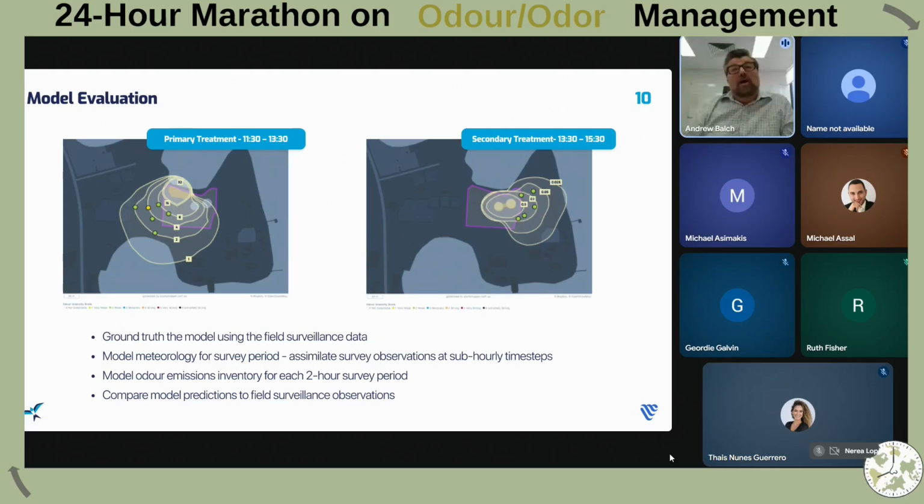We then modelled our odour emissions inventory from the survey for each 2-hour survey period and systematically compared model predictions to field surveillance observations. This comprehensive validation approach allowed us to identify discrepancies between laboratory-derived emission rates and actual field conditions, providing the foundation for model calibration and scaling factor determination that would enhance prediction accuracy.